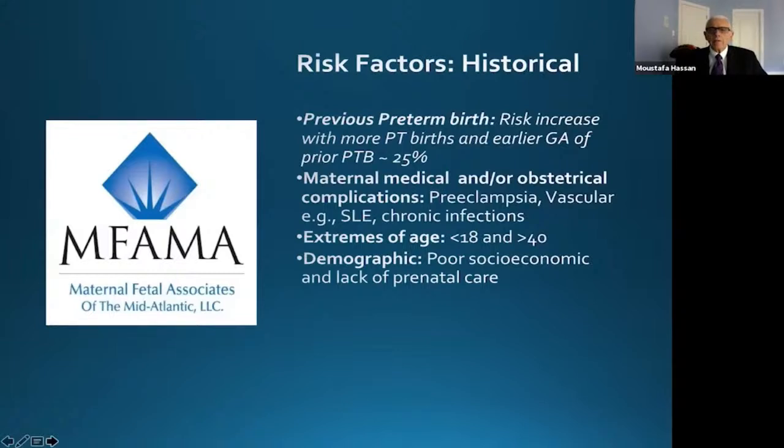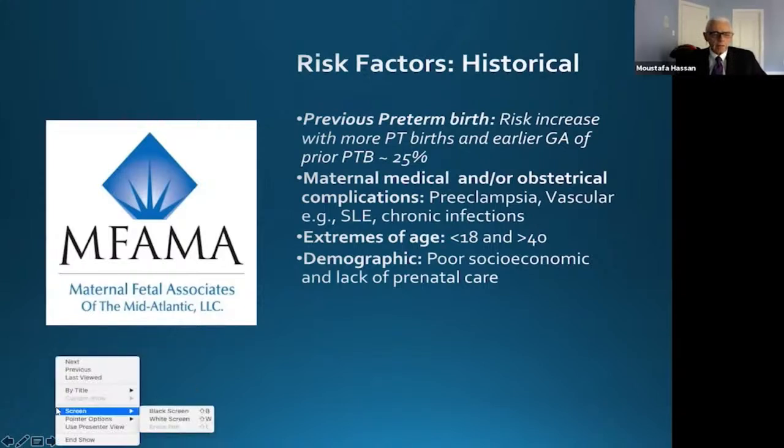Historical: previous preterm births, this is probably the most significant. And we know that the risk increases with how far in gestation the preterm births happened and how many of them. Then other risk factors, which are probably not as important, such as medical and or obstetrical complications, extremes of age, poor socioeconomic status or lack of prenatal care.